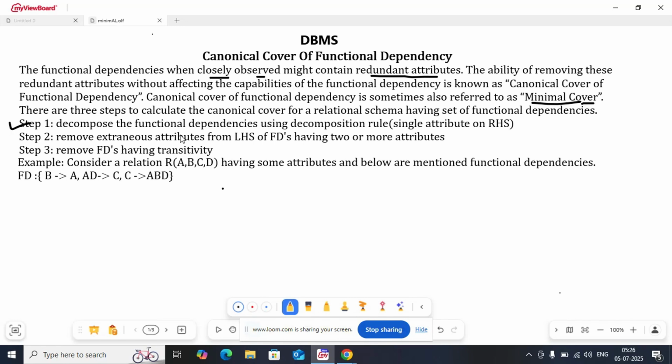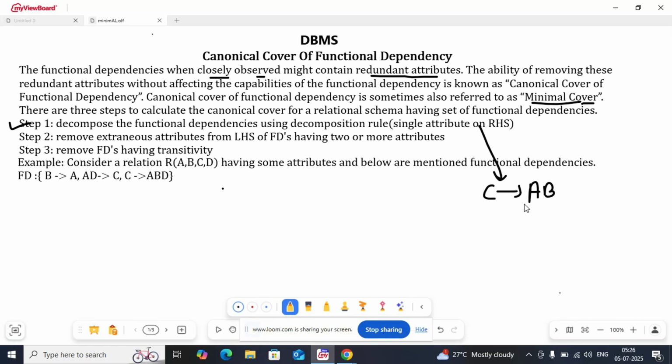Step 1, decompose a functional dependency using the decomposition rule. What do you mean by decomposition rule? That means a single attribute on the right hand side. On the right hand side we can have only a single attribute. I will explain with one example. For example, if I have C tends to AB, this is one functional dependency. You can see on the right hand side there is more than one attribute, right?